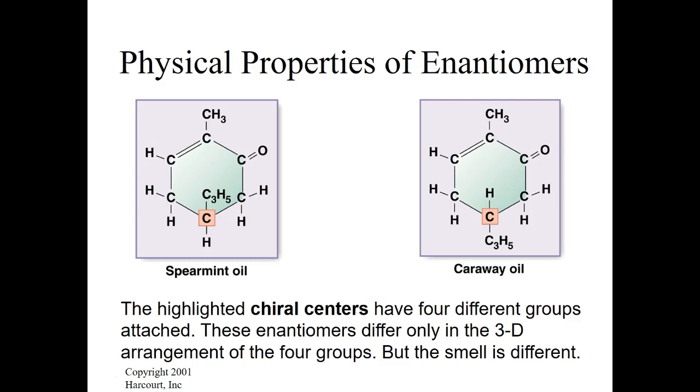For example, these 2 different oils. You've tasted spearmint gum, you know that flavor and smell, and you might have had rye bread. That's the caraway seeds in rye bread. This is caraway oil. They look exactly the same except for this little part right here. Caraway is downwards, and spearmint oil is up top, and it makes these 2 things smell and taste differently. So this carbon that I've highlighted is called a chiral center. They are put together differently. The things that are attached to those carbons are in a different order.